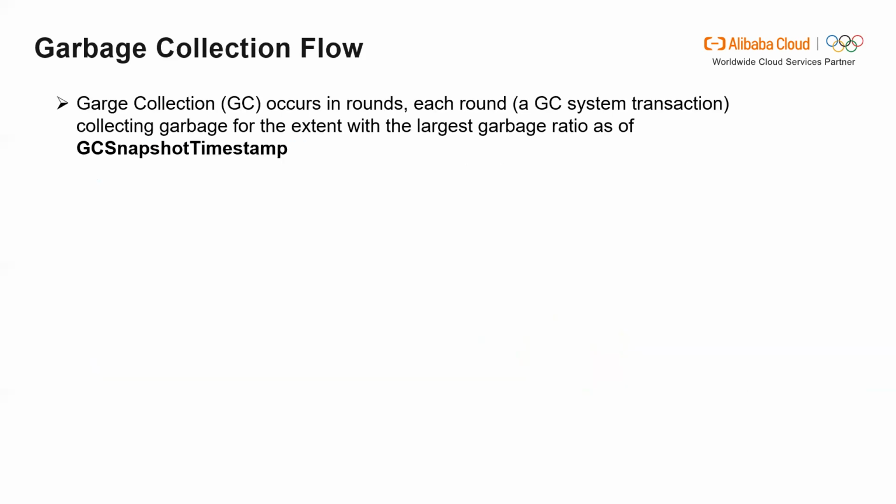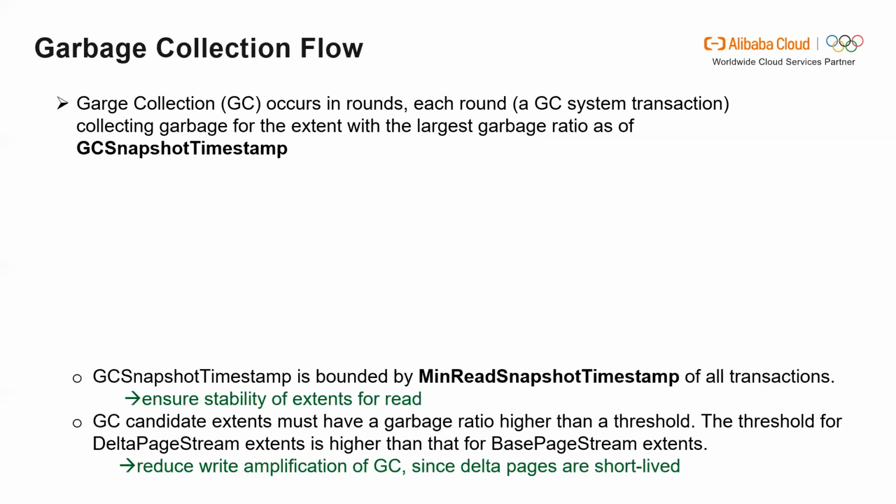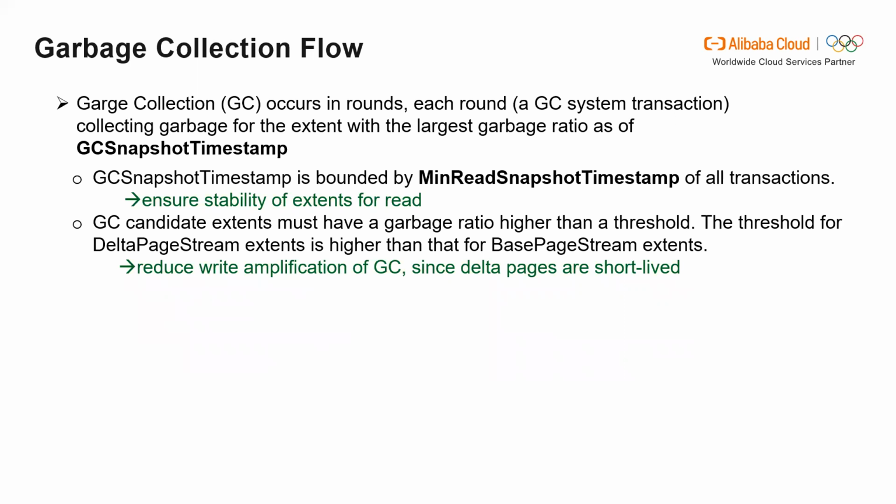Garbage collection occurs in rounds. Each round is a GC system transaction. It collects garbage for the extent with the largest garbage ratio as of the GC snapshot timestamp. The GC snapshot timestamp is bounded by the mean read snapshot timestamp of all transactions. This is to ensure stability of extents for read.